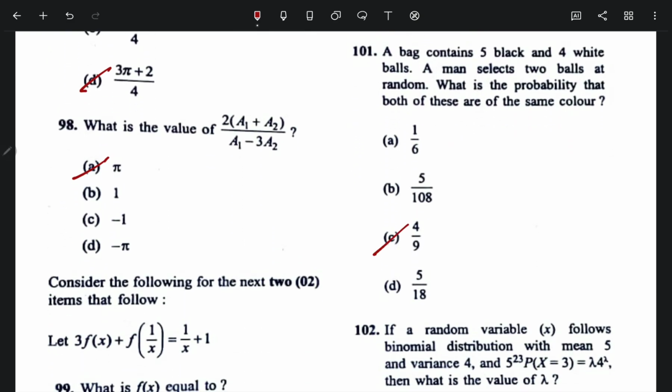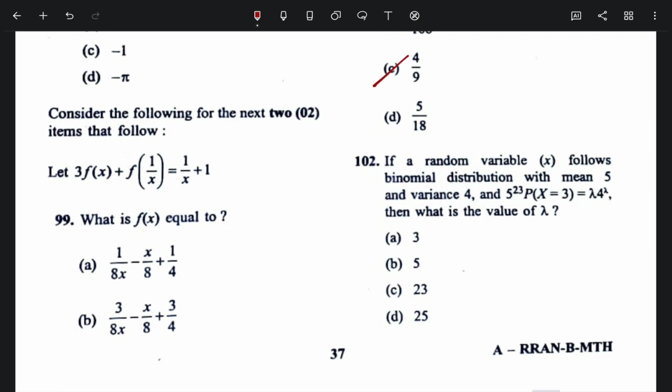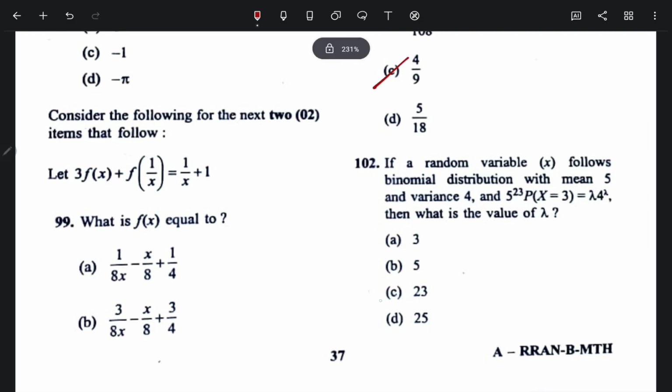A bag contains 4 black and 4 white balls. A man takes 2 balls at random. What is the probability both of these are the same color? So it has to be either black and black or white and white. It's a classic probability question. 102 you get C.